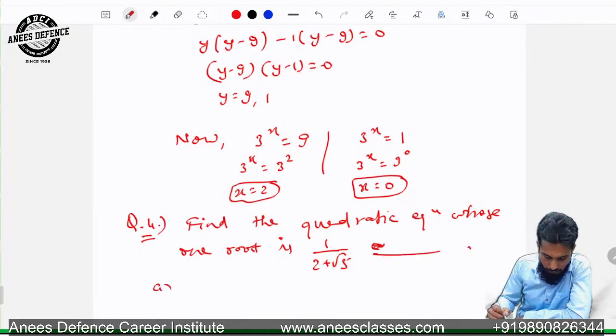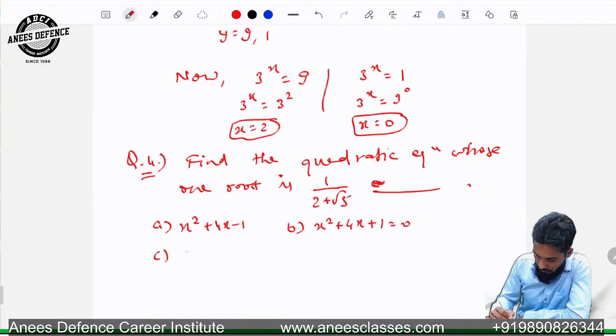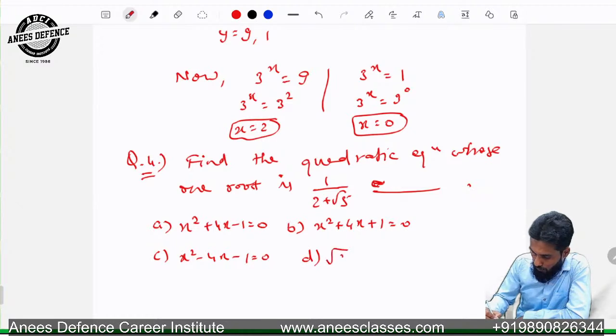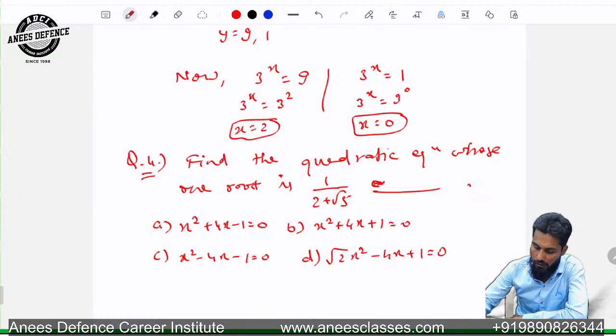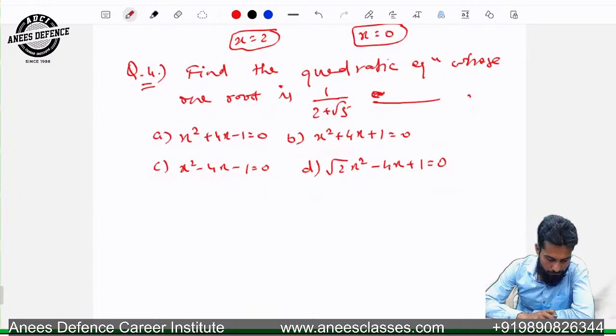Okay. Your options will be as follows; you try the question, I am giving you the options till then. First, x square plus 4x minus 1. Second, x square plus 4x plus 1. Third option is x square minus 4x minus 1 equal to 0. And fourth option is root 2 x square minus 4x plus 1 equal to 0. These are the four quadratic equations. You have to solve until you reach the quadratic equation. You try.